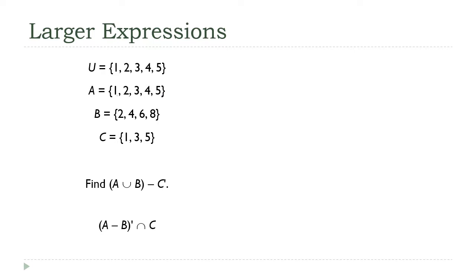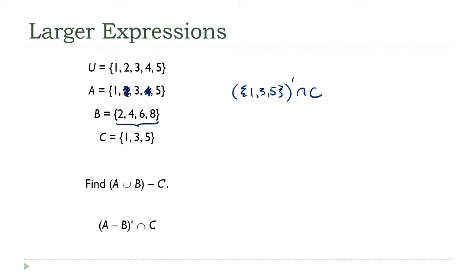Okay, well, first let's do A minus B. I'm going to take 2, 4, 6, and 8 out of A. So I've got the 2 and the 4 removed. A minus B is 1, 3, 5. And I still have that complement, intersection C.